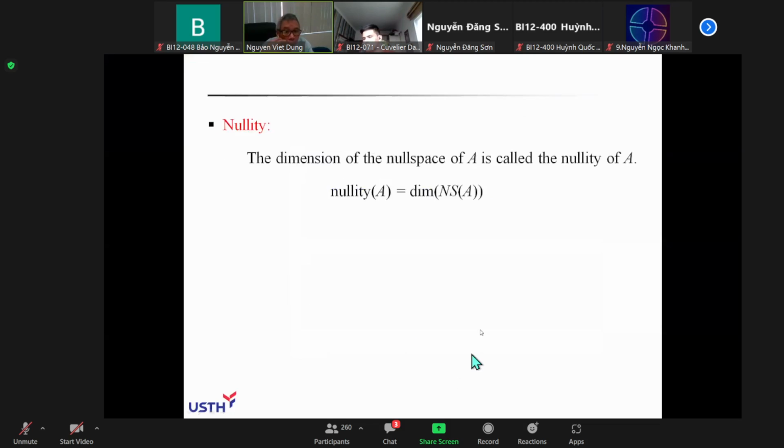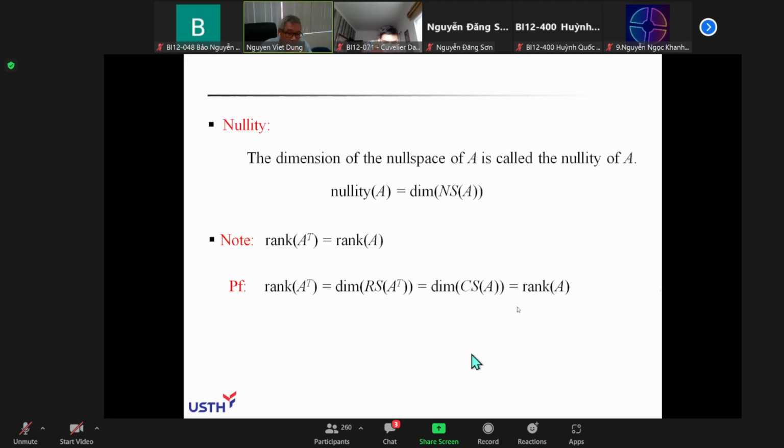And for the null space of A, if we consider the dimension of the null space of A, we have the notion we call the nullity of A. And of course, when we take the transpose, rows become columns and columns become rows. So obviously the rank of A transpose equals the rank of A. It is explained by just one line in the slide.